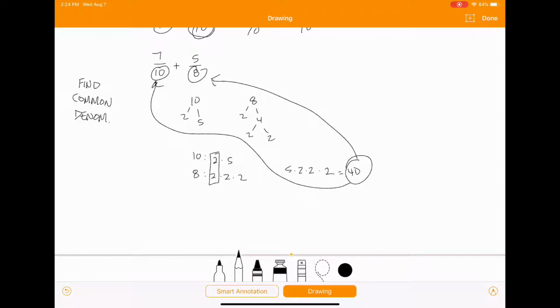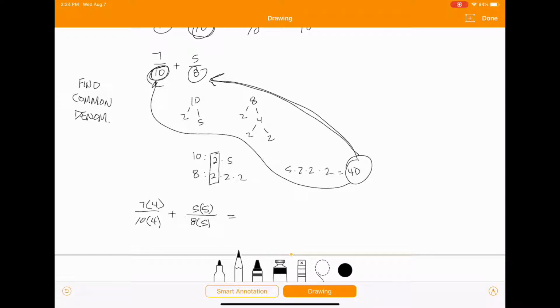So in order to turn 10 into 40, we have to multiply it by 4. So 10 times 4, and of course if we times it to the bottom, we've got to times it to the top. And now to get 8 times what equals 40? 8 times 5 equals 40. So of course then we've got to multiply the top by 5 as well.